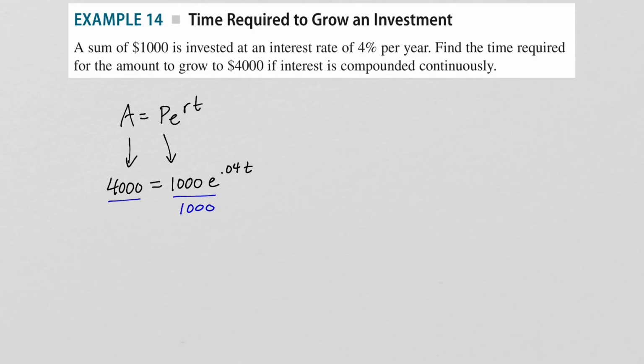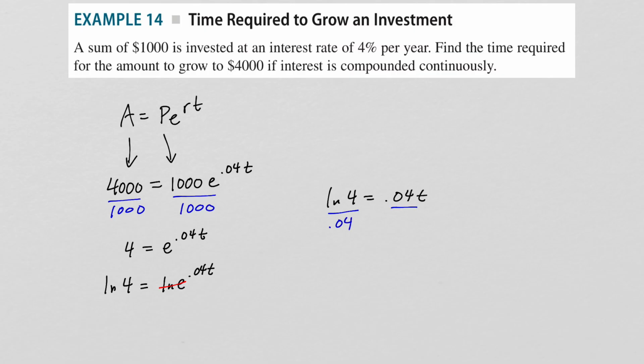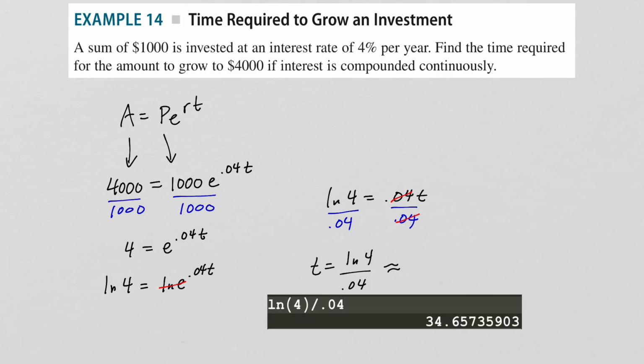I'm going to divide both sides by 1,000, and that's going to give us 4 equals e to the 0.04t. Next, we'll take a natural log of both sides. And on the right-hand side, that's going to cancel out, giving us natural log of 4 is equal to 0.04 times t. And then finally, we'll just divide both sides by 0.04. And that gives us t is equal to natural log of 4 divided by 0.04. And again, we can just plug this into a calculator to approximate. And you can see in this case, this takes about 34.7 years.